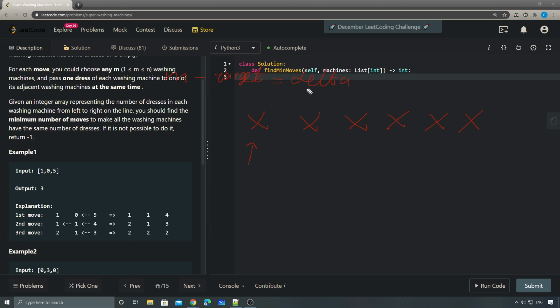If the delta is greater than 0, it means that we need to pass the surplus to the right side. Here we're only considering the right side; I'll explain a little bit why we do that. Whenever the delta is bigger than zero, we pass this delta to the next machine. And if the delta is negative, that means we have to borrow some. We have to get this delta number of dresses from the right side.